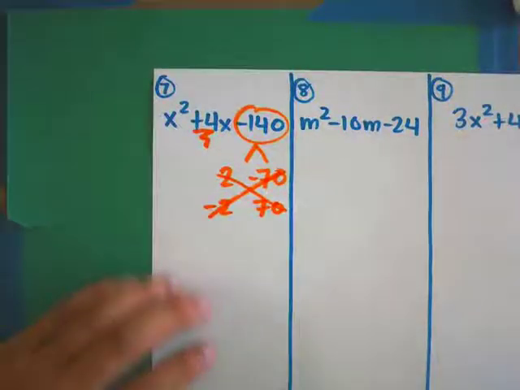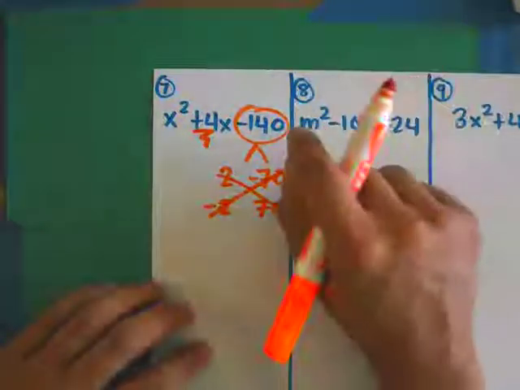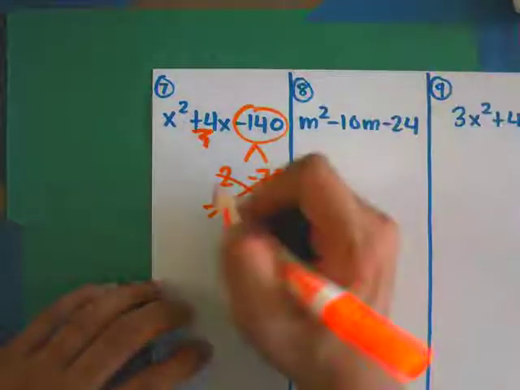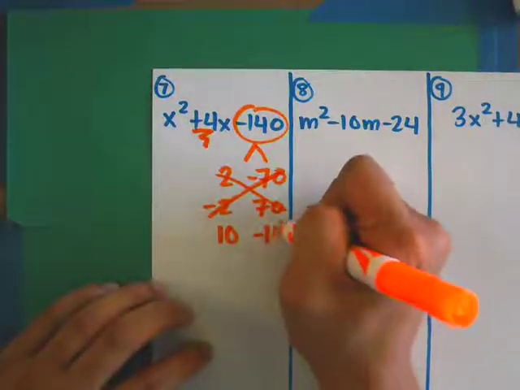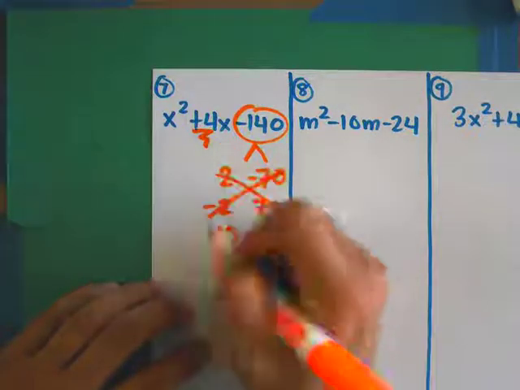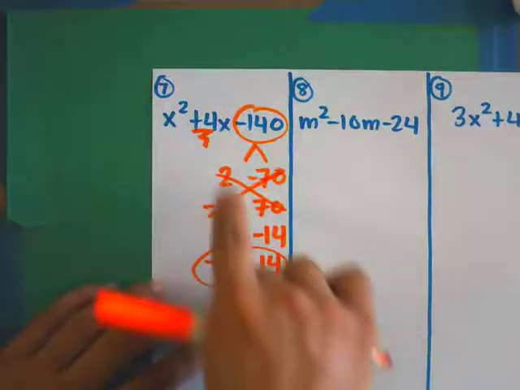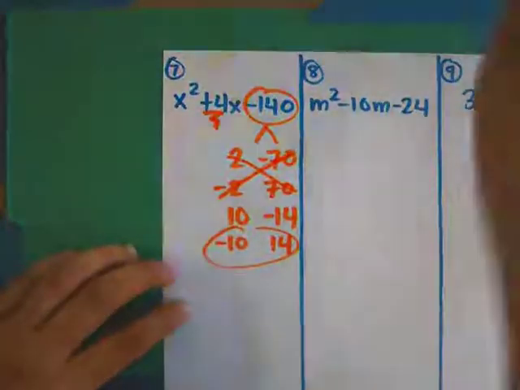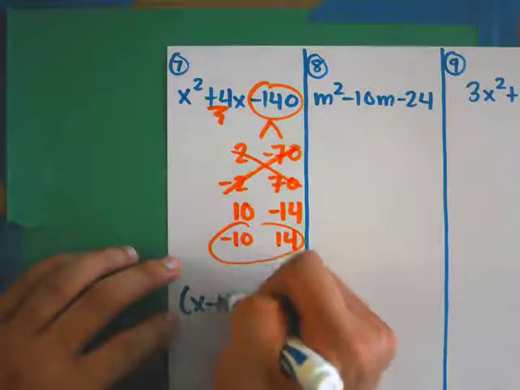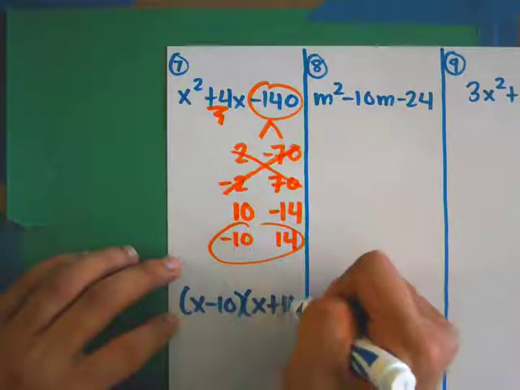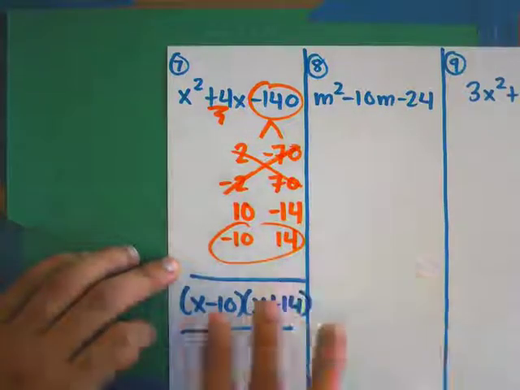And I think the best one I can also see is like if it ends with a 0, we can have 10s, yeah? So 10 times negative 14. We can also have negative 10 times 14. And this one is going to add up to a positive 4. Okay, so we can go x minus 10, x plus 14. Or the other way around.